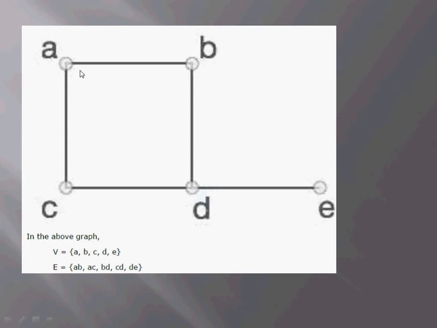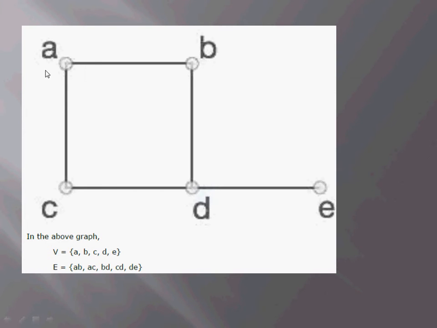Here, the vertices are A, B, C, D, and E, and the edges are this one, this one, this one, this one, and this one. That is AB, AC, BD, CD, and DE. These are vertices, and these are edges, or arcs. So it shows a relationship. A is related to B. A and B are connected. A and C are connected. C and D are connected. B and D are connected. E and D are connected. This is the relationship mentioned here.